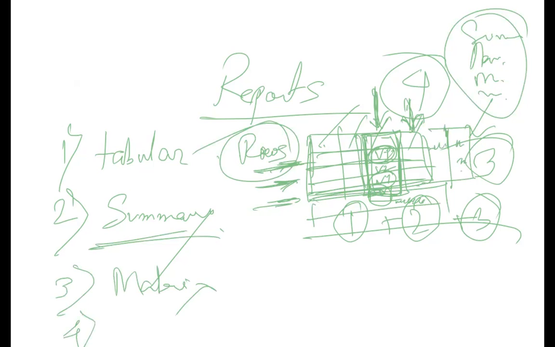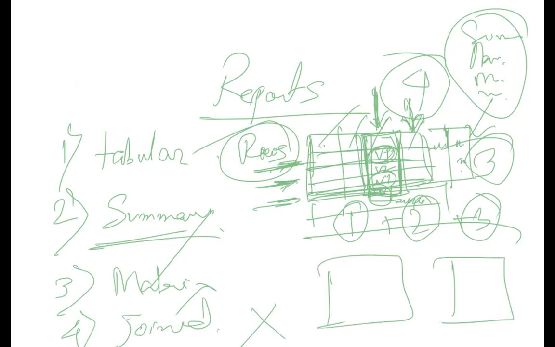And fourth is joined reports, something which we will not cover in this class. A joined report is just two reports put together with a similar kind of data that can be joined. Okay, so let's jump into reports.